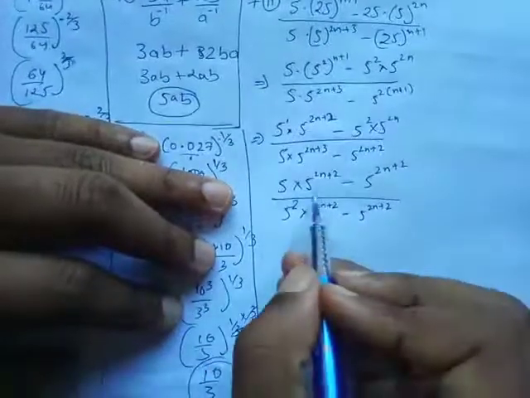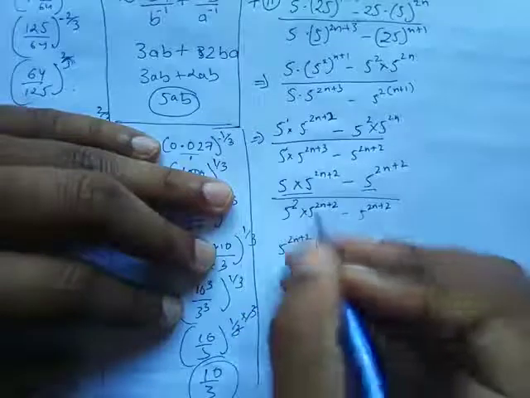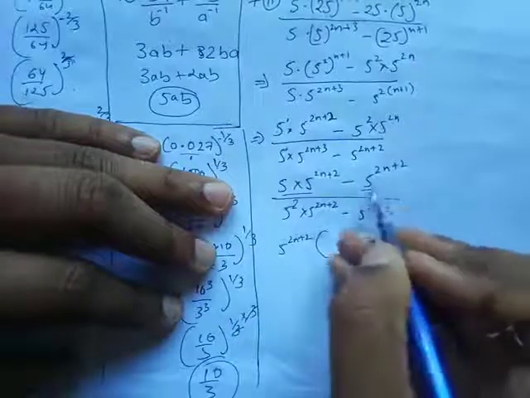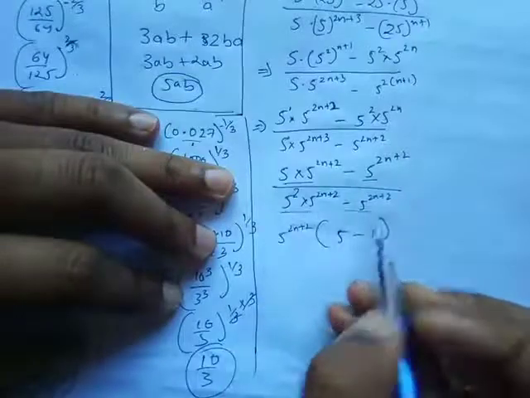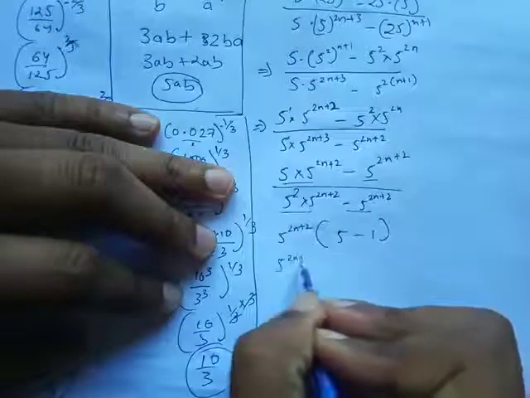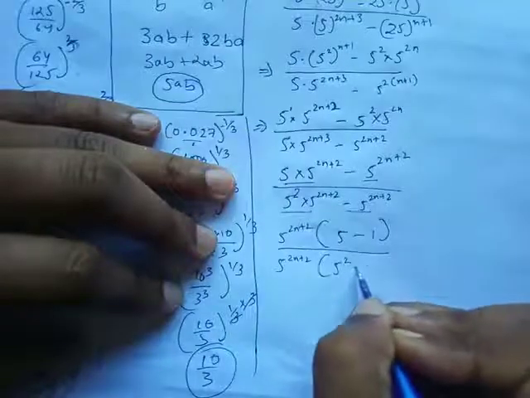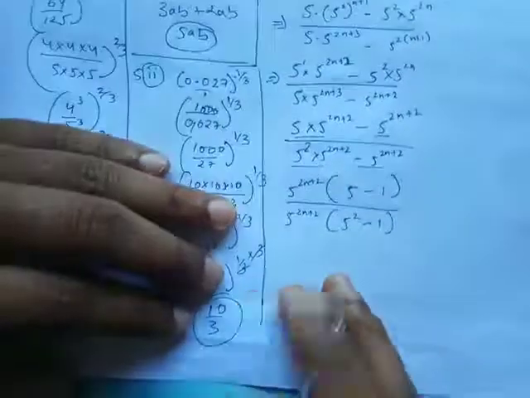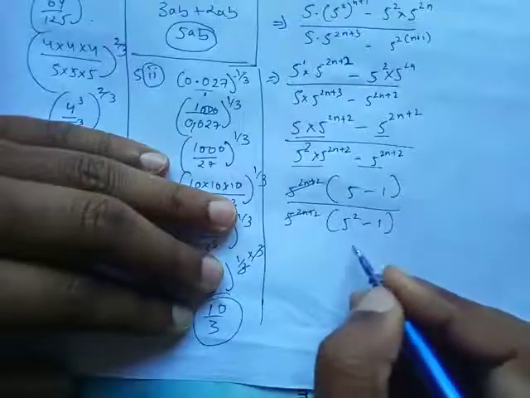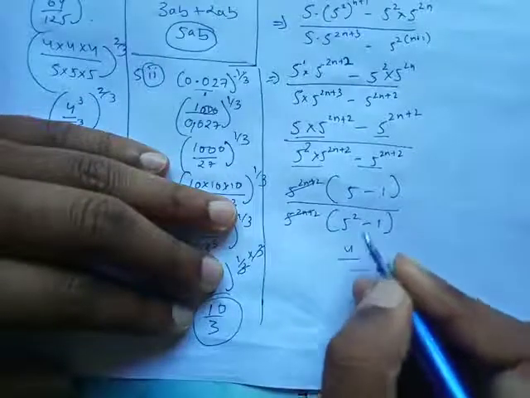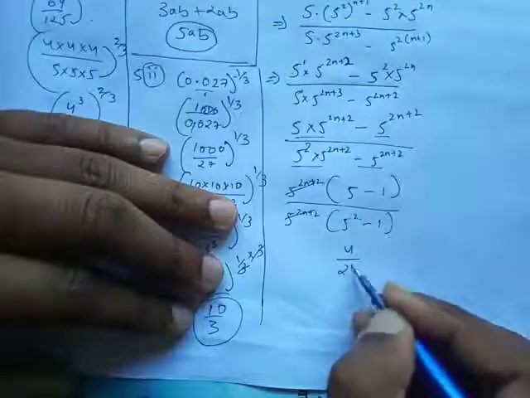Now if you see what is common in this and this, 5 to the power 2n plus 2, and what is left over here, 5 minus 1. There is nothing left, so I'm just writing 1. Out of this also, this and this, what is common, 5 to the power 2n plus 2, and what is left over here, 5 ka square minus 1. Okay, so this can be cancelled out. What is left, 5 minus 1 is 4, and 5 ka square 25, 25 minus 1, that is 24.